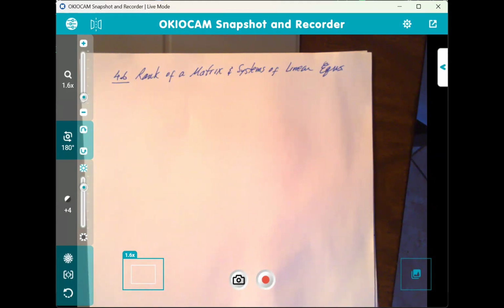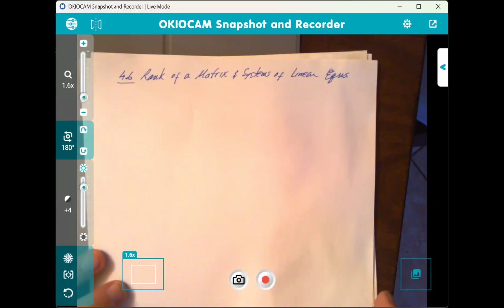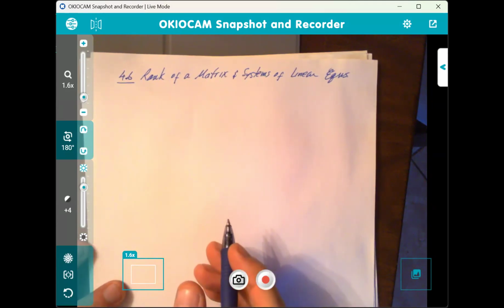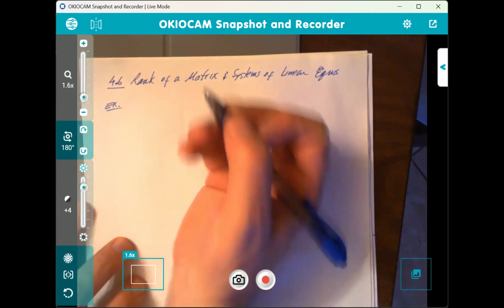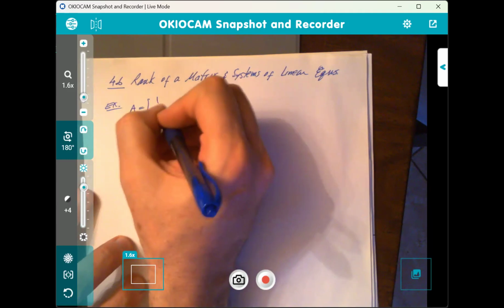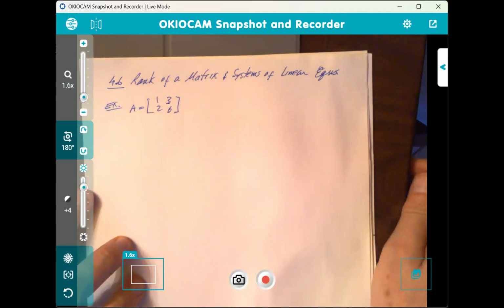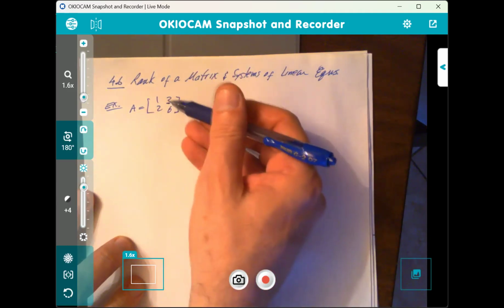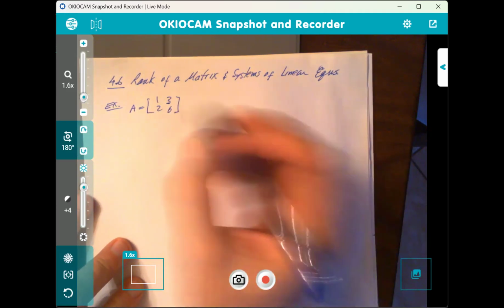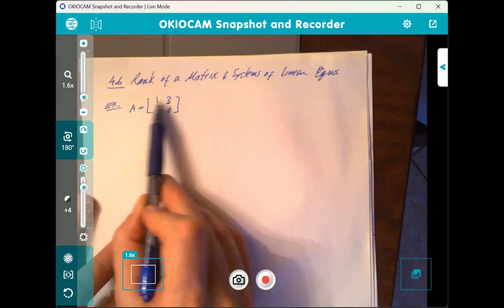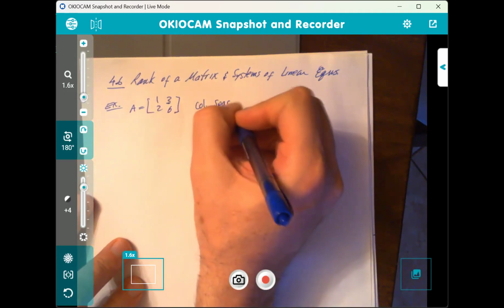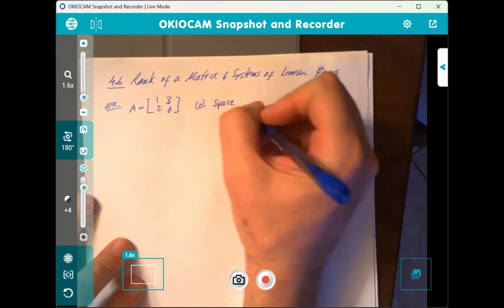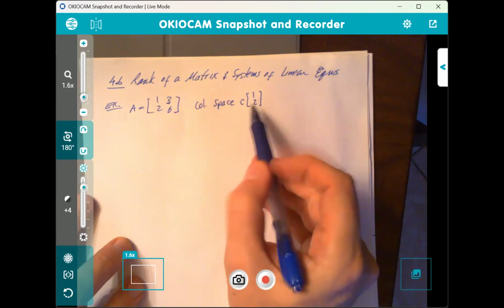One thing I mentioned earlier: elementary row operations don't change the row space, but they may change the column space of the matrix. So here's an example of that. Let's say my matrix A is 1, 2, 3, 6. You can see the second column is a constant multiple of the first column, right? 3 times 1 gives you 3, 3 times 2 gives you 6. So the column space is just going to be a constant multiple C times (1, 2).